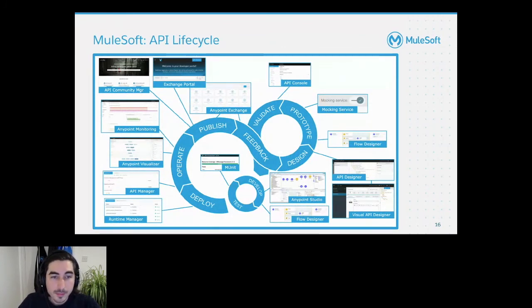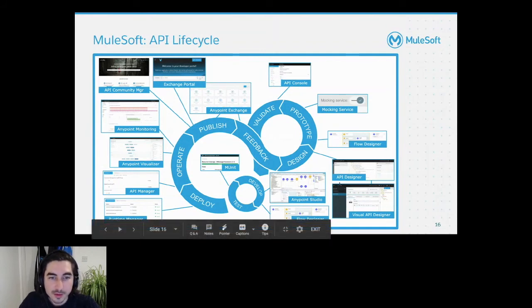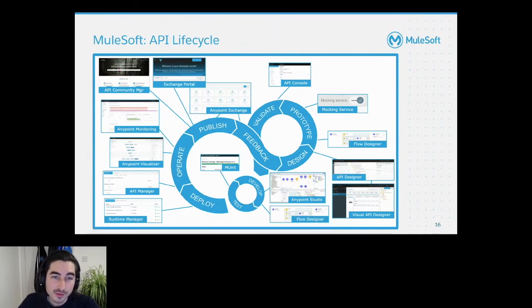This is the API lifecycle. You have seen it. This is very similar to the DevOps and software development lifecycles that as developers we're very familiar with. Think about the start. So you start designing with API Designer in Design Center. Then you go to the prototyping with the mocking service. Then you go into the validation with API notebooks. And then you have your standard development setup, which is Anypoint Studio and working for tests with MUnit.